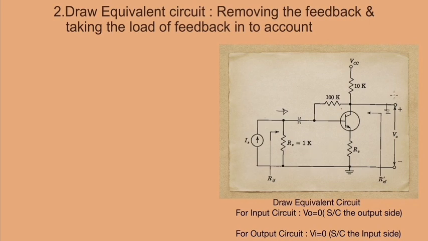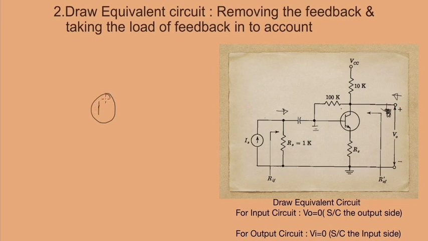Similarly, if we observe the circuit from the output side, we short the input side, removing this. When we draw the input circuit, we short the output side. When we draw the output circuit, we short the input side. Basically, shorting the output side means making V out 0, and shorting the input means making V input 0. So we are shorting the input side, and we can see that 100K comes in parallel to it, will come here, right? So the equivalent circuit will look like something like this.